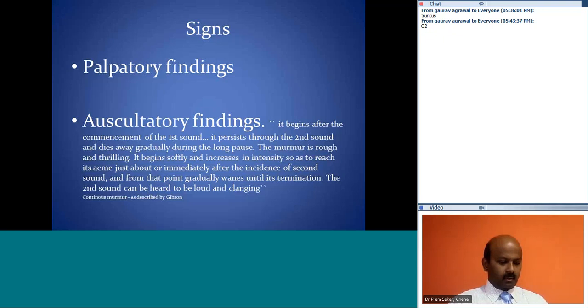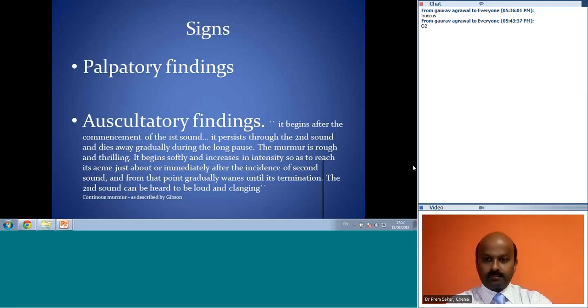The peripheral pulses are brisk, and the blood pressure shows a wide pulse pressure, usually exceeding 45 millimeters of mercury with a significant shunt. On auscultation, you find the classical continuous murmur. It was described by Gibson. It's worth going through that.